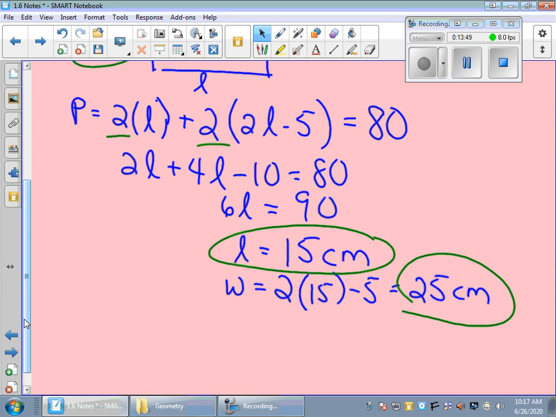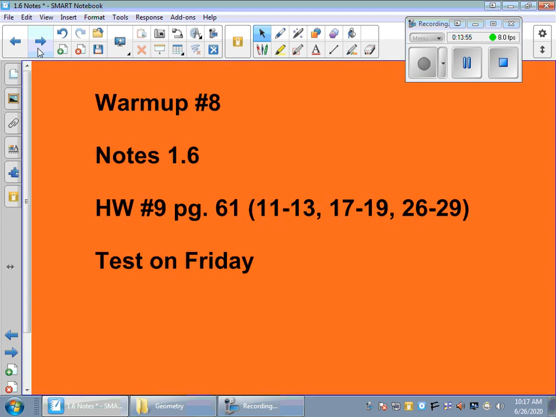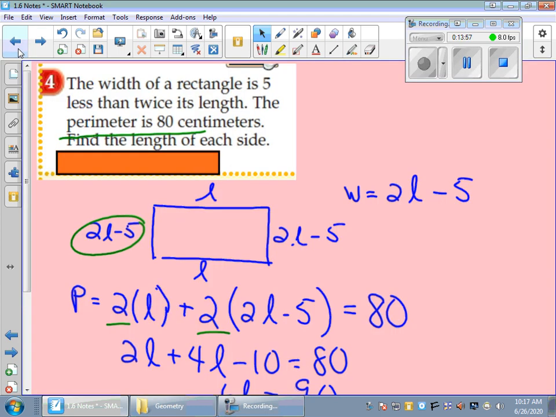So the original problem says find the length of each side. So we have 15, 15, 25, and 25. Great job on the notes. Thank you.